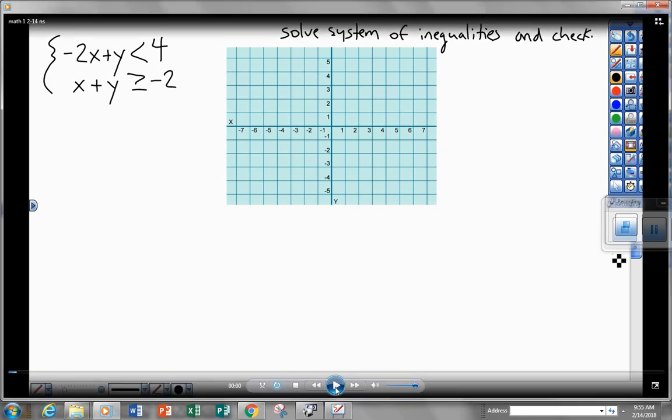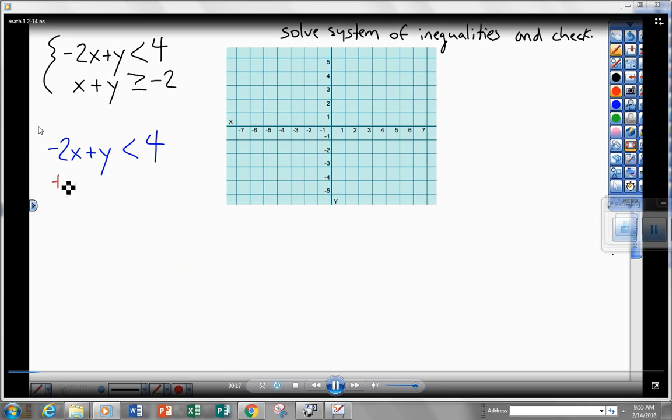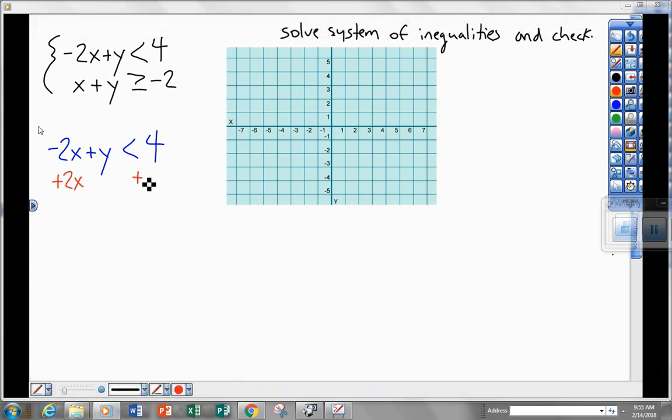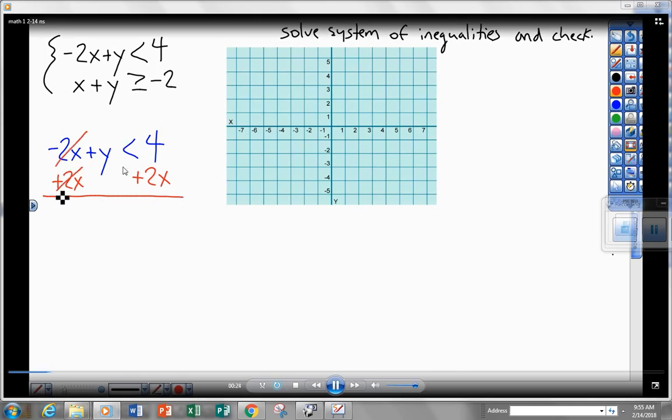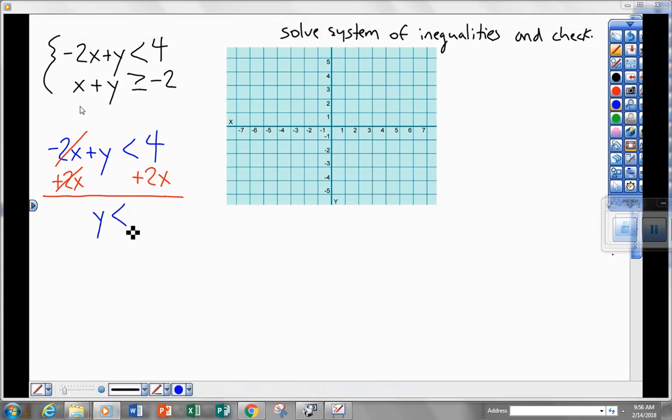So here we go. First problem. When you're doing these, before you graph, you need to always solve both for y. The first word is green. So I'm taking that first equation there, negative 2x plus y less than 4. That is not solved for y. So easy. In one step, I'm going to add 2x to both sides, and that gives me y less than, remember, less than is the one that looks most like a capital L. Y is less than 2x plus 4.